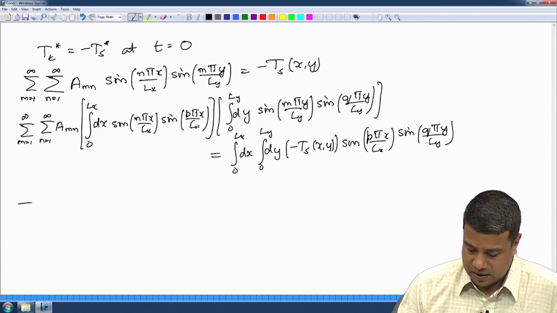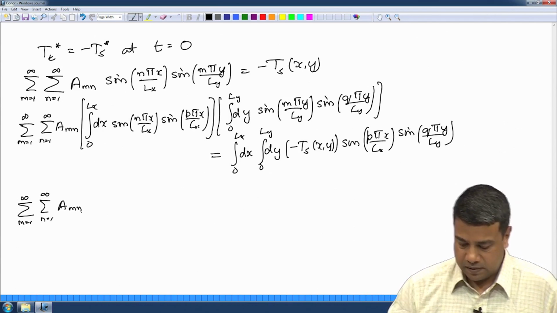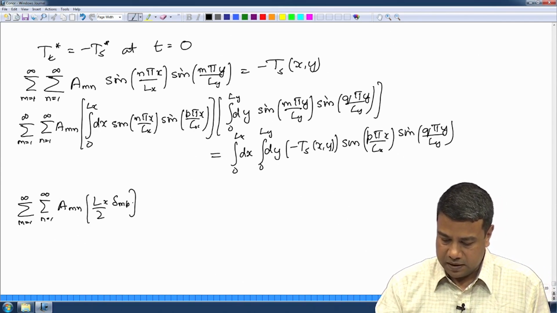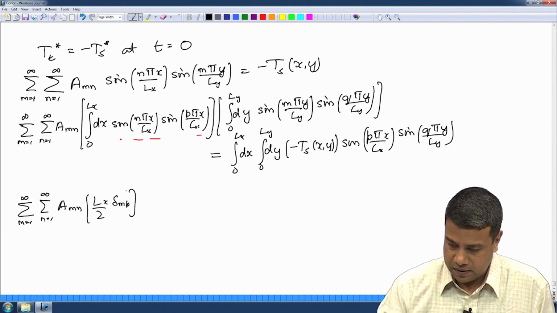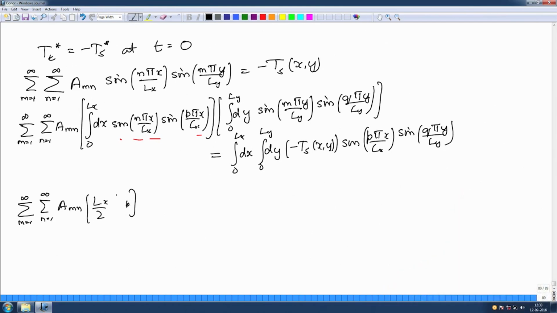Okay. And once I do that, I can use the orthogonality relations, with the sum over m equal to 1 to infinity of a_mn. The first one is Lx by 2 delta m p. This term is non-zero only when n is equal to p. Therefore, I will get delta n p times Ly by 2 times delta m q. The second term is non-zero only when m is equal to q.